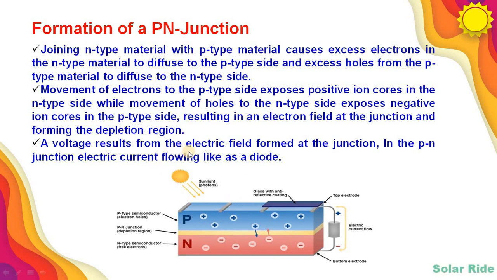Okay, a voltage results from the electric field formed at the junction. In the third slide before this, we already discussed the electric field term. In the p-n junction, electric current flows like a diode. Like a diode means in one direction only, that is the forward direction.